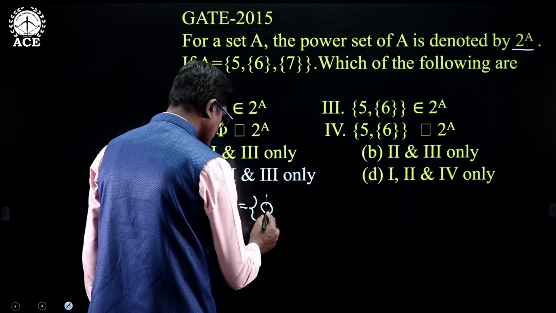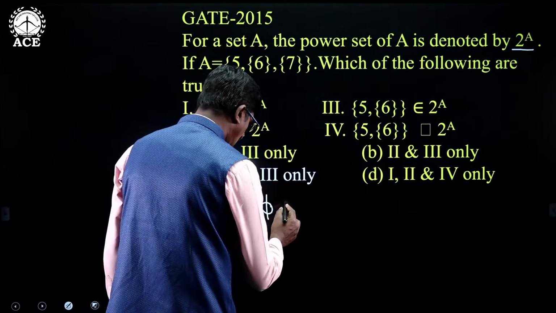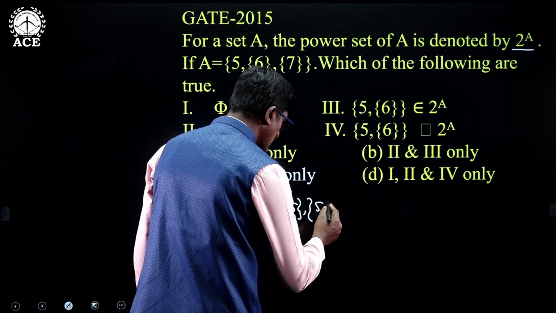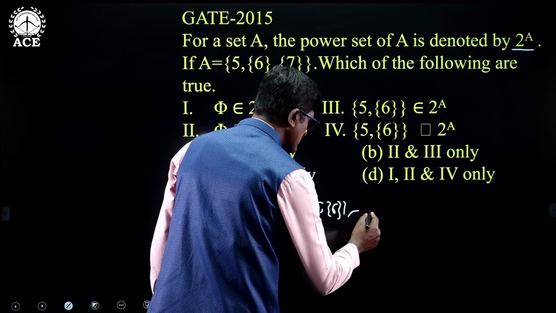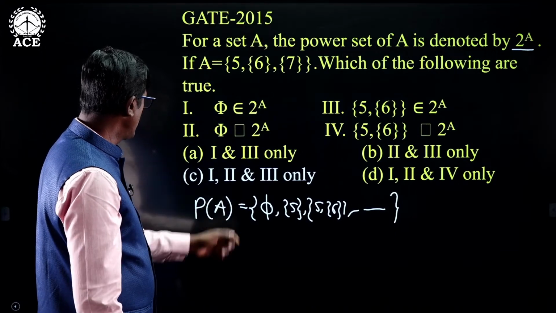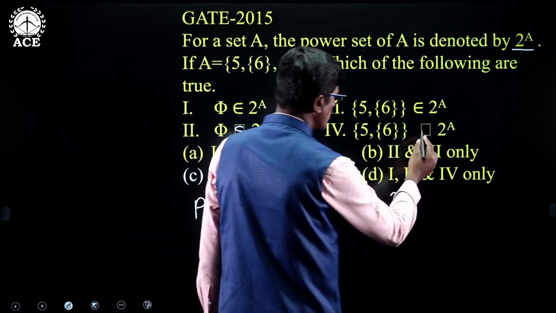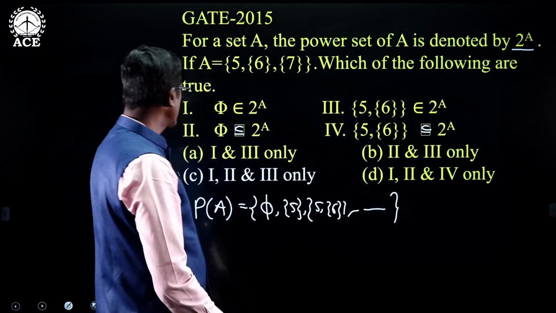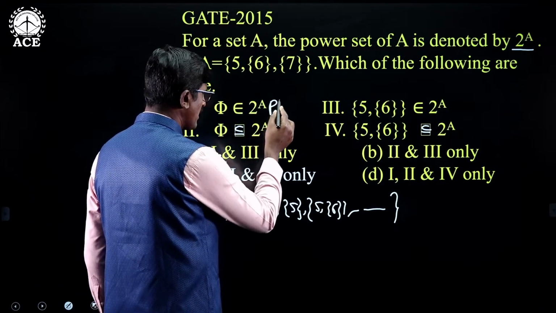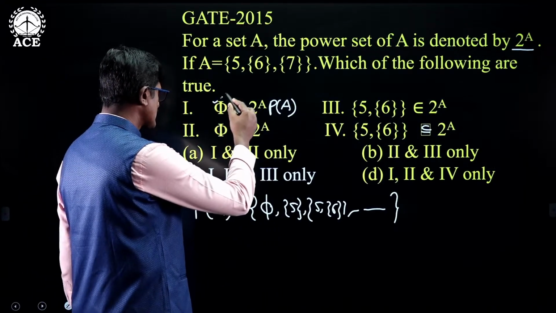Empty set is a subset of every set. And there will be 5, there will be 5 comma 6 and like this. These are all the elements in the power set of A. Here, if you look at this, this is a subset. This is also a subset. Now look at this. Does phi belong to 2 power A? 2 power A is nothing but P of A. So empty set is a subset of the power set. Therefore, this is the correct answer.